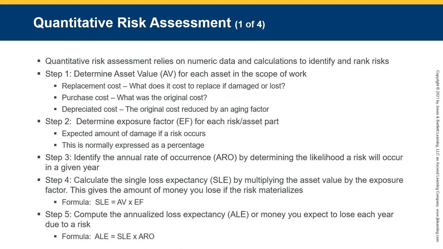Step 2: determine the exposure factor, the expected amount of damage for each risk if it occurs, normally expressed as a percentage. Identify the annual rate of occurrence by determining the likelihood a risk will occur in a given year. Calculate the single loss expectancy by multiplying the asset value by the exposure factor. Compute the annualized loss expectancy, ALE, or the money you expect to lose each year.